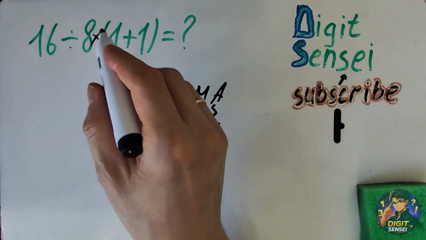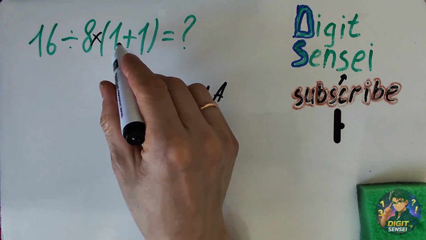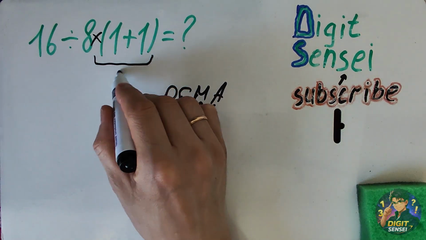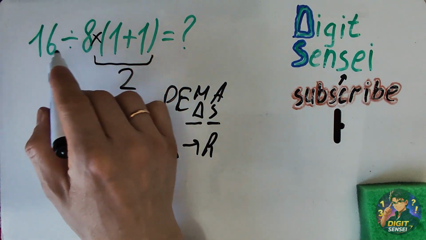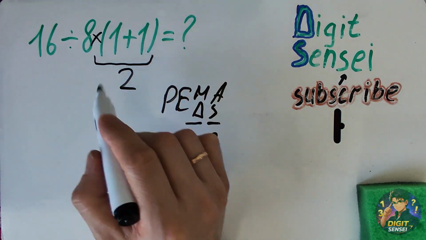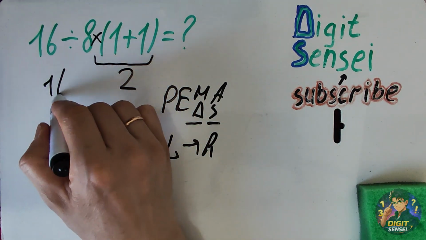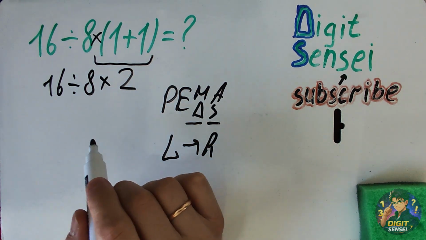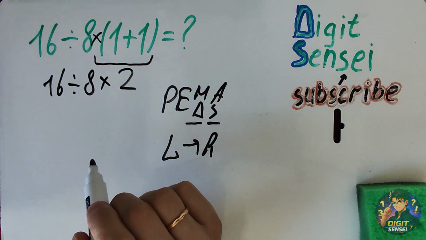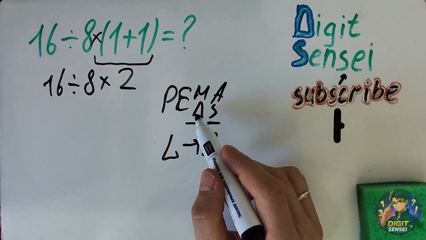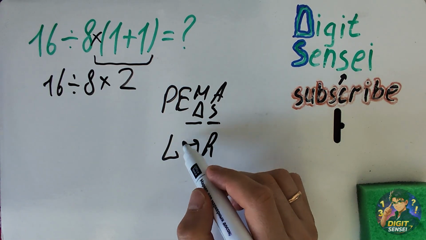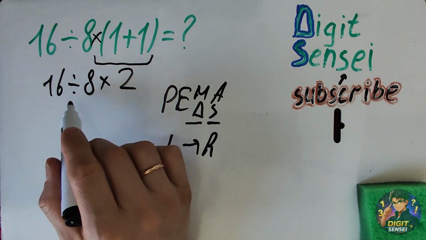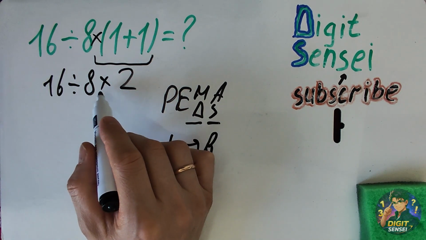So first we have to do this parentheses. Inside this parentheses, we have 1 plus 1, which equals 2. So we have 16 divided by 8, then times 2. Now we have one division and one multiplication. As I said, multiplication and division have equal priority and we have to go from left to right. So here, first we have to do this division, then this multiplication.